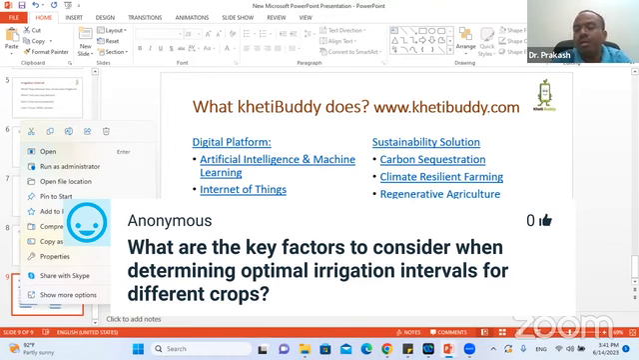Then what is the water holding capacity of the soil? Then what is the allowable water depletion ratio of the soil? Then the crop coefficient factor, that is ETc, the evapotranspiration ratio of the crop. When all such things are summarized properly, then we can decide the irrigation interval for the different crops.